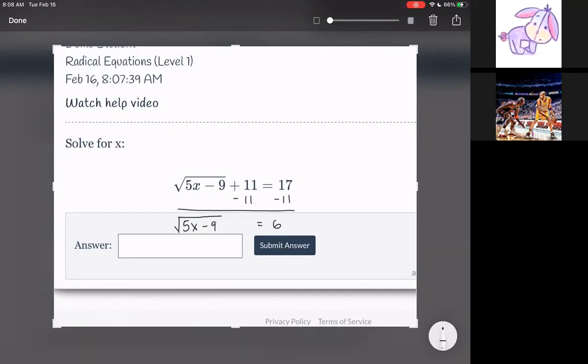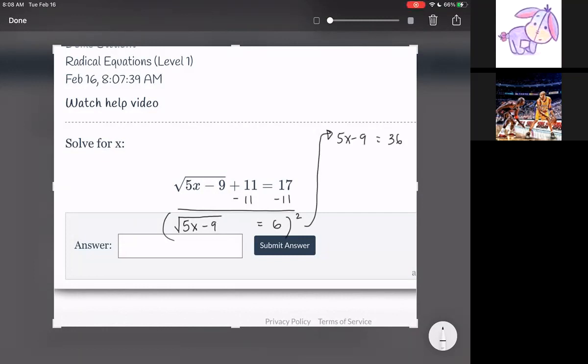You might wonder, why do I want the square root by itself? Well, so that I can square both sides, or square everything, I guess I should say. Since you're squaring both sides, that helps to get rid of the square root. So if you're squaring the square root, you just end up with, I'm going to rewrite it over here, 5x minus 9 equals 36.